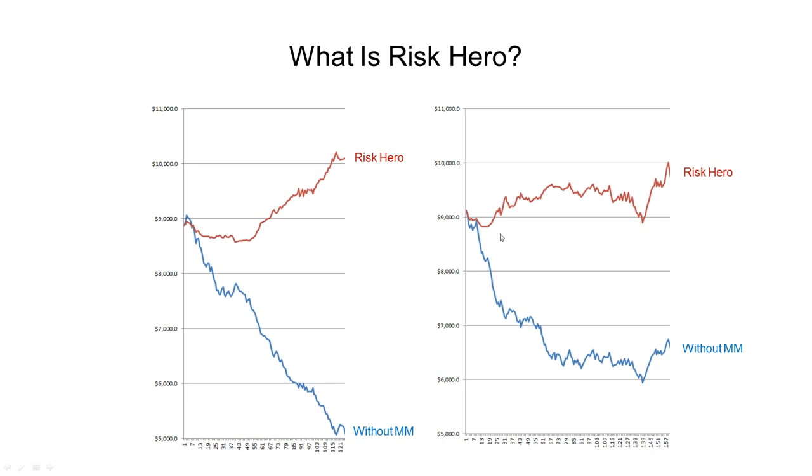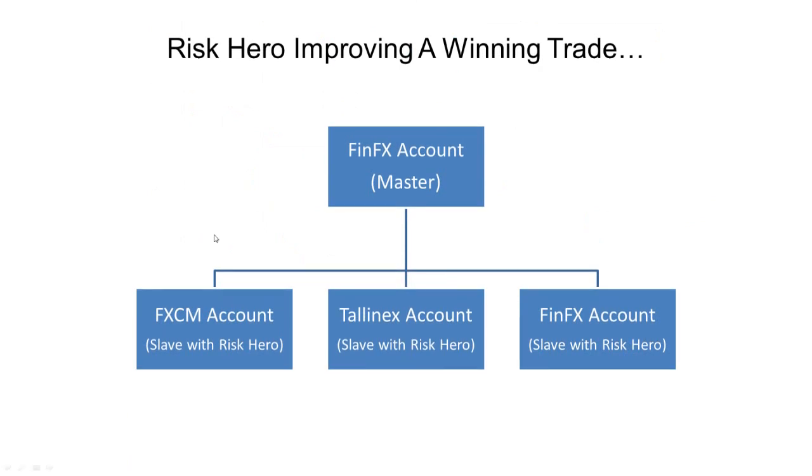The second example is another one with a slightly different track record, another losing setup where it went straight down, then went flat, and then went up. I also have one more example where I could show you a winning system and how it exponentially increased profits on a winning system. So it covers all different angles, but we're going to go into a little more detail on how it accomplishes this. Here's an example of how Risk Hero improves a winning trade.